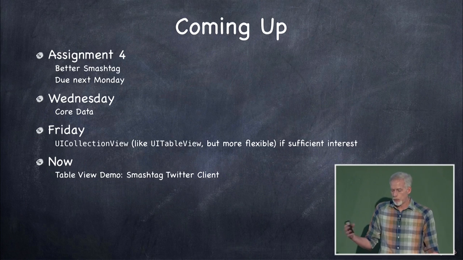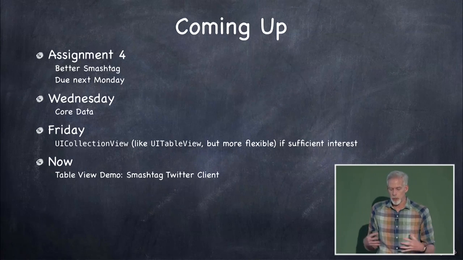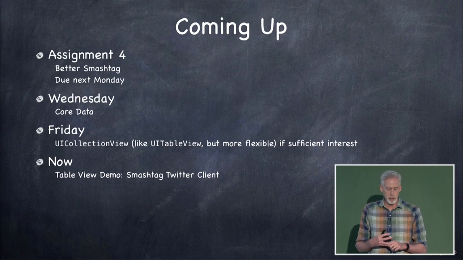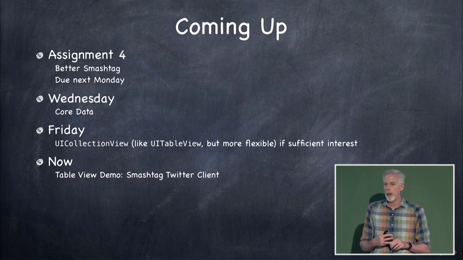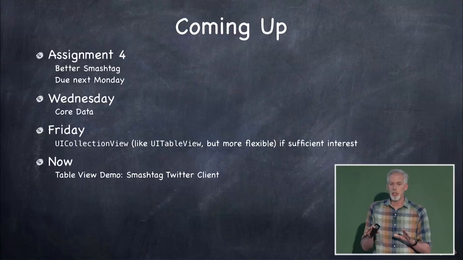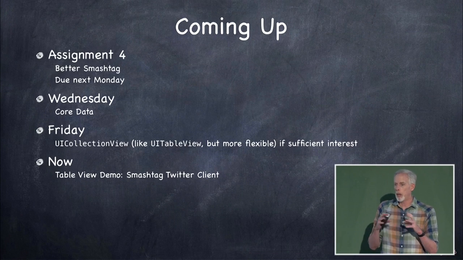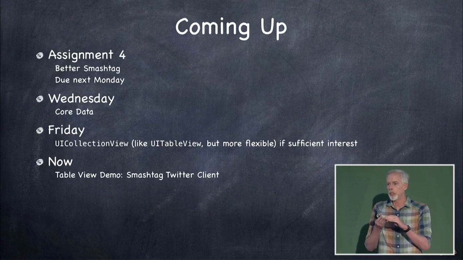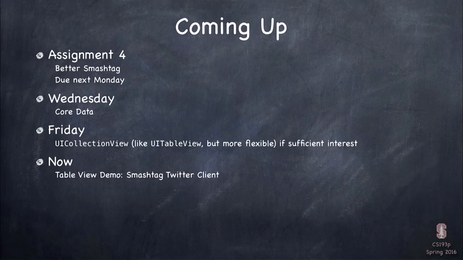On Friday, if there's enough interest, which is still to be determined, watch the bulletin boards in the class to find out, we might have UICollectionView. Now UICollectionView is just like table view, except it's much more flexible. It's not just rows. It can lay things out in almost any arrangement. But it's still the same kind of thing with the number of sections, number of rows, all that. It's just that they're not called rows, they're just number of items, because they can be laid out in different ways. So now I'm going to do a demo.